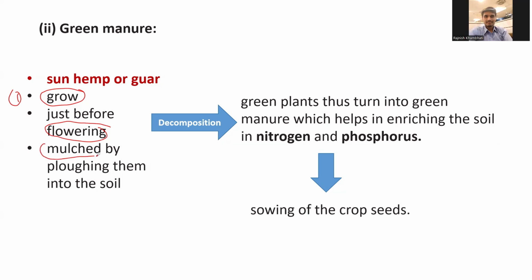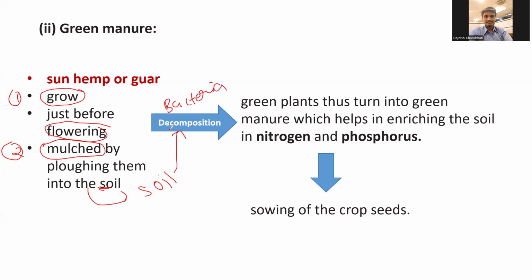the second step is known as mulching. We will mulch it with the help of a tractor. We'll plow them into the soil. Now these mulched plants enter into the soil with the help of mulching, and in the soil, with the help of bacteria.